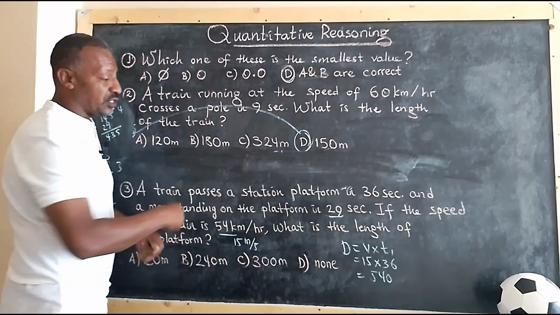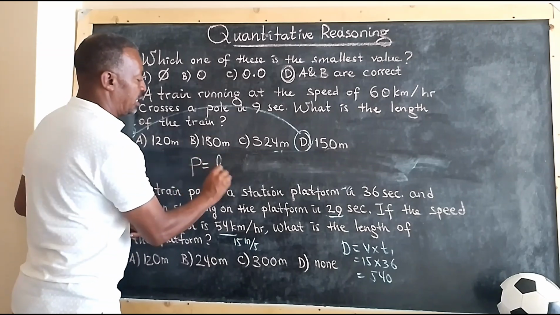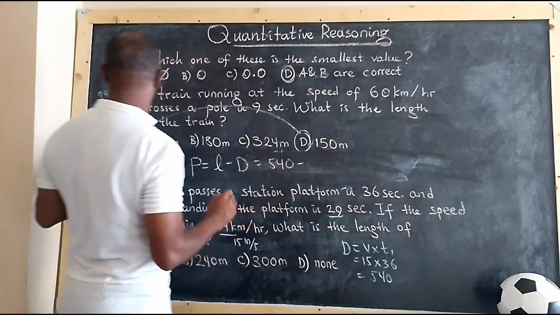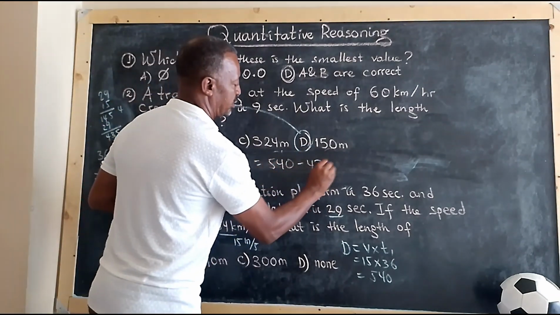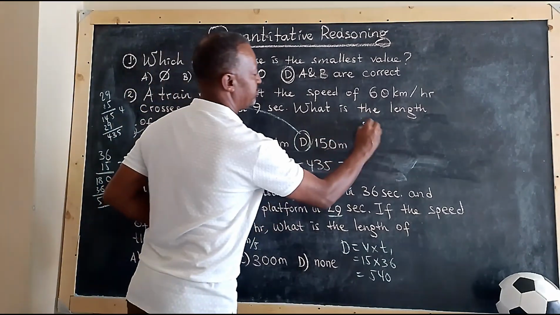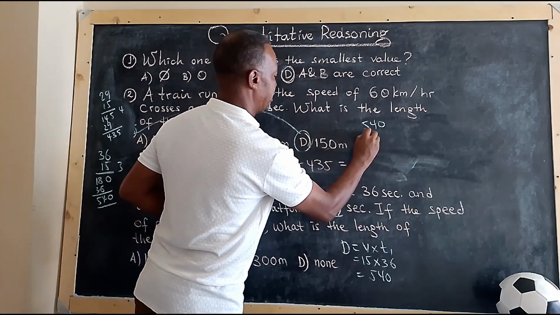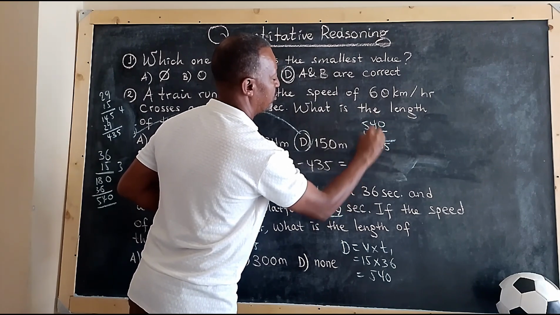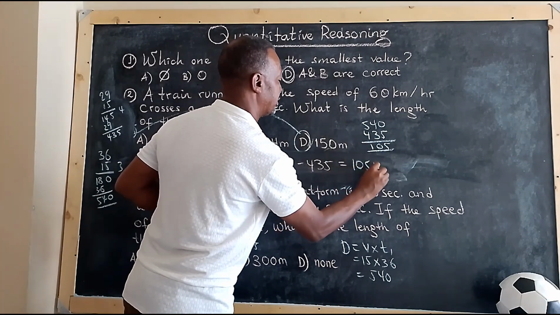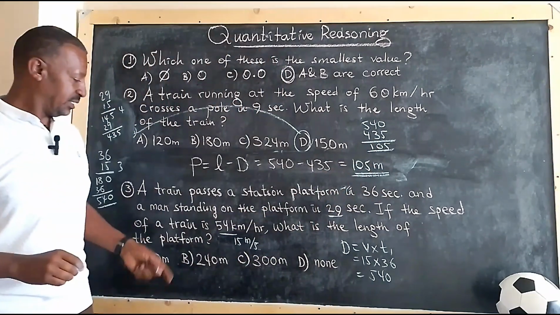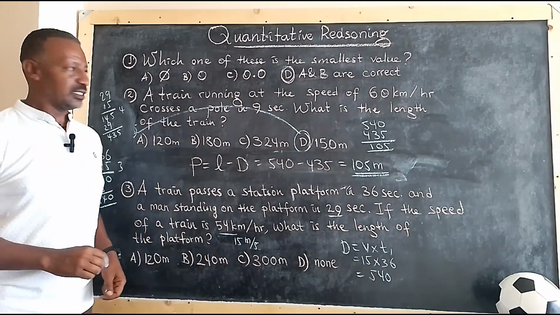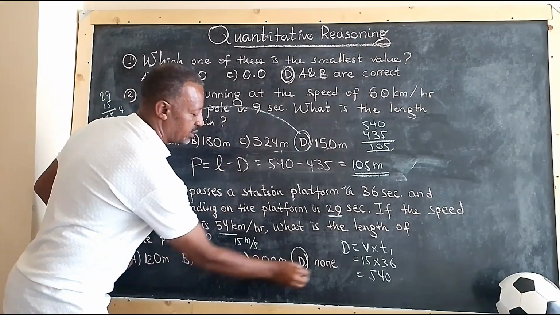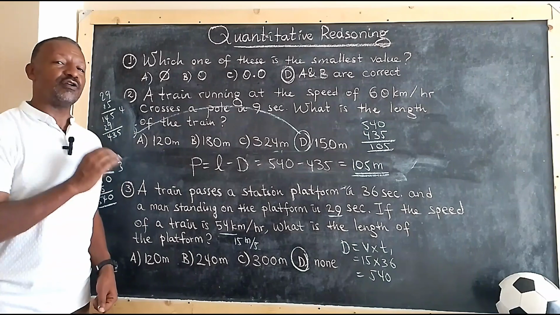Now, the question is to find the length of the platform. The platform length is the train distance minus the man's distance, which means 540 minus 435, which is 105 meters. 105 meters is the platform's length. Now we have to find 105 among the options. There is no 105, so the correct answer is none, because the correct answer is 105 meters.